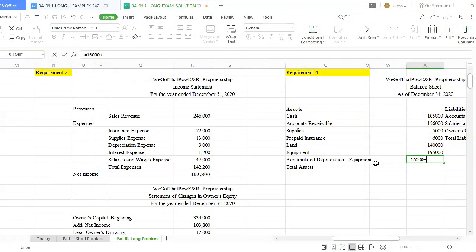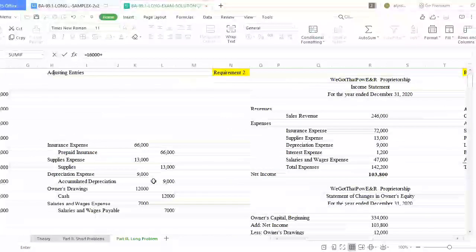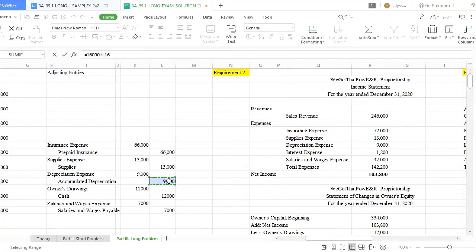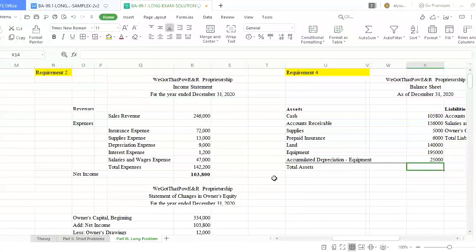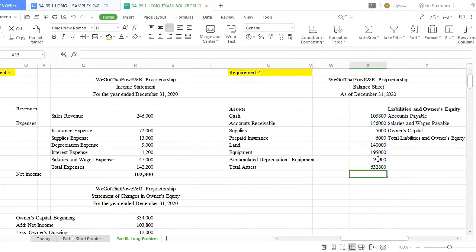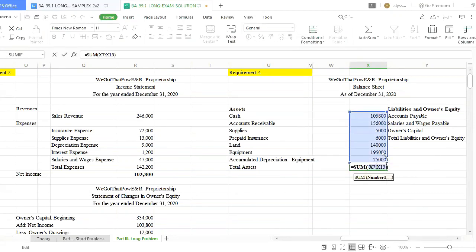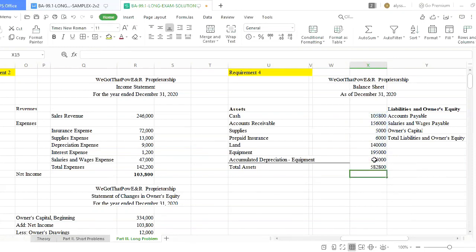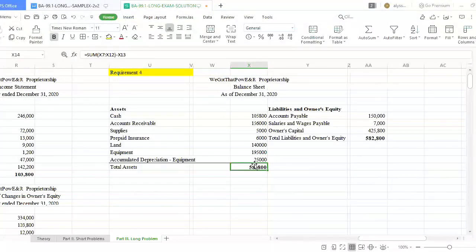Plus we recorded here as an adjusting entry accumulated depreciation credit 9,000. So total, let's see if this should equal 632,800. So I forgot, you add only here until the equipment and then you subtract accumulated depreciation. So it's the same, yes. So it's 582,000 for the assets, and that's balanced. So that's it.